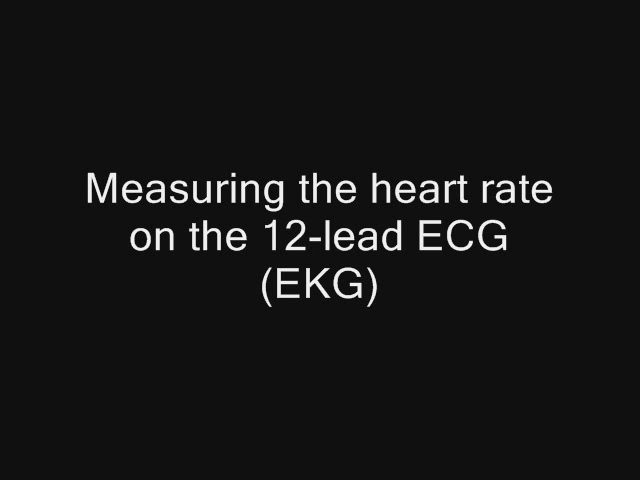Divide the number of large squares into 300. Don't worry if it isn't in whole numbers. For example, if you have 1.5 large squares or 2.2 large squares, whatever, just divide that figure into 300. So it might be 3.2 or 4.8, whatever it is, divide it into 300.